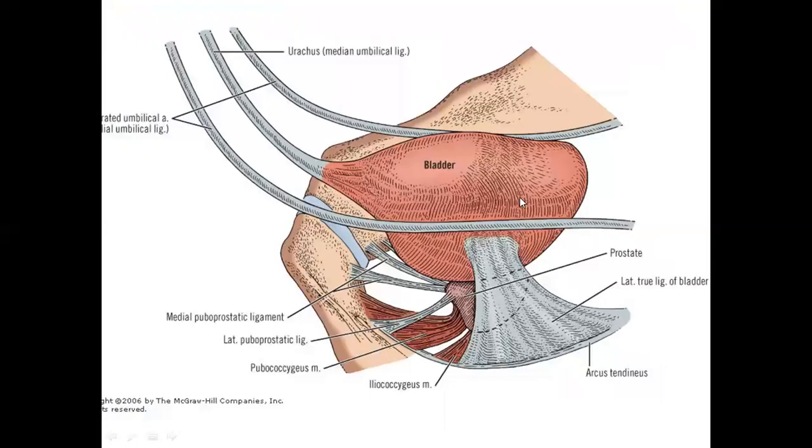Now, this picture will help us to understand the various supports of the urinary bladder. Apart from that, we can also see the connection of the prostate. See, this is the right pubic bone, the left pubic bone. The meeting point of the two pubic bones is the pubic symphysis. Behind the pubic symphysis, we have the urinary bladder. At the neck of the urinary bladder, we are finding one gland, that is the prostate.